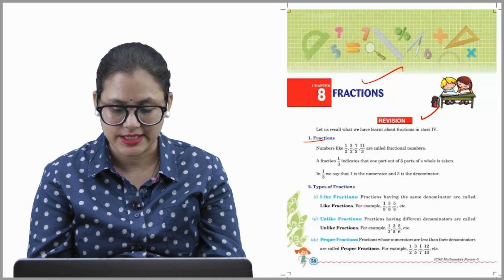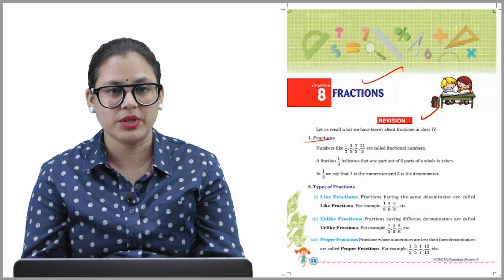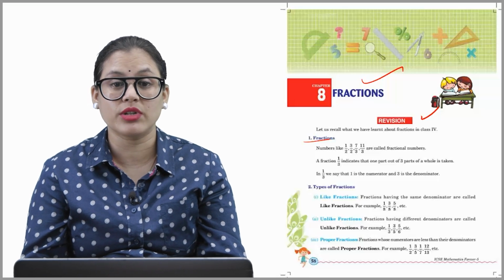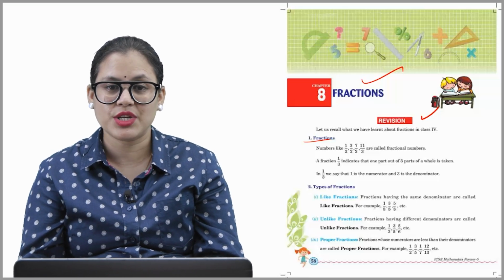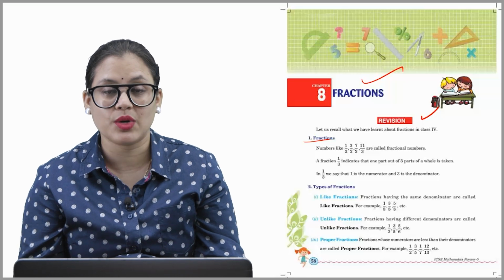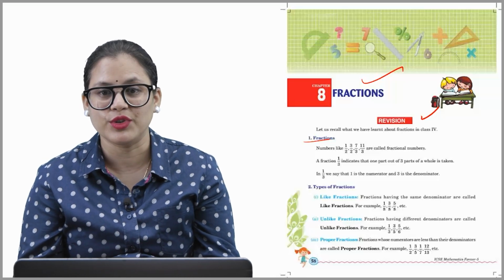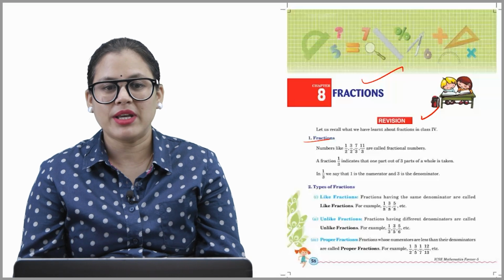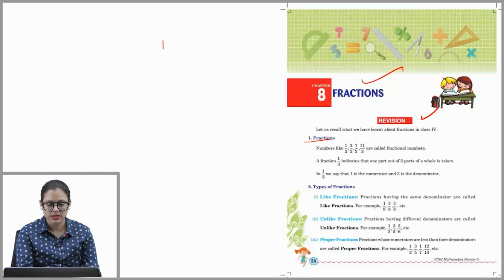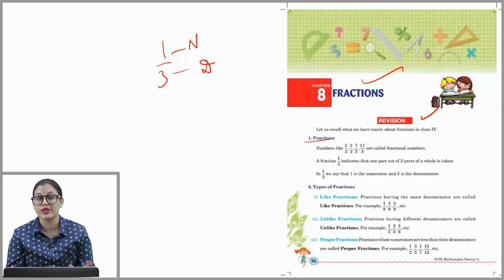Number 1, fractions. Numbers like 1 by 2, 3 by 2, 7 by 3 and 11 by 3 are called fractional numbers. A fraction 1 by 3 indicates that one part out of 3 parts of a whole is taken. In 1 by 3, 1 is the numerator and 3 is the denominator, which you already know.